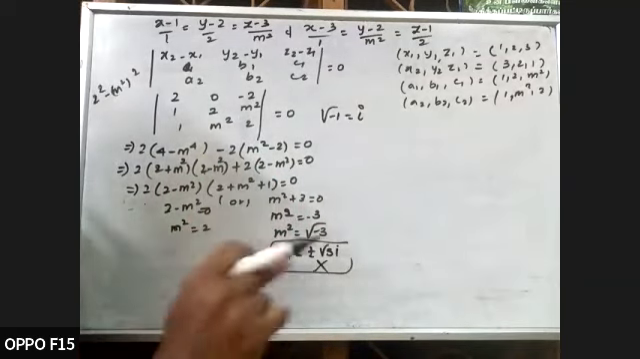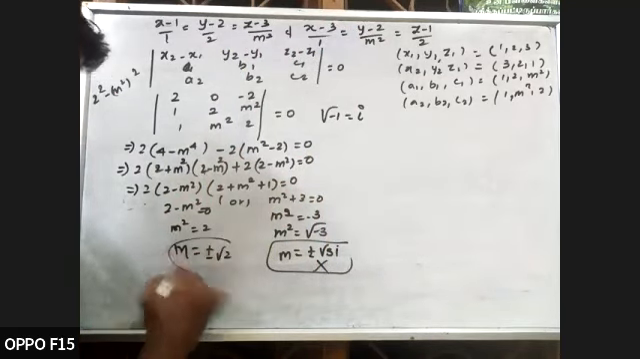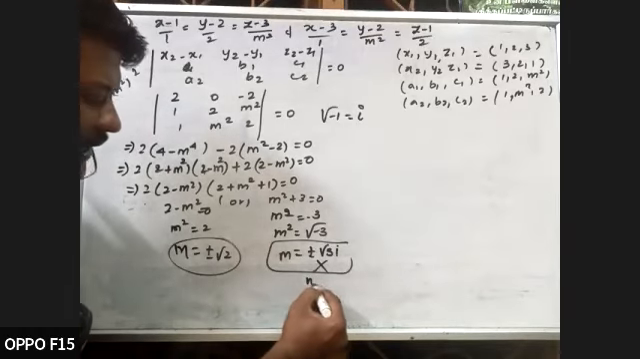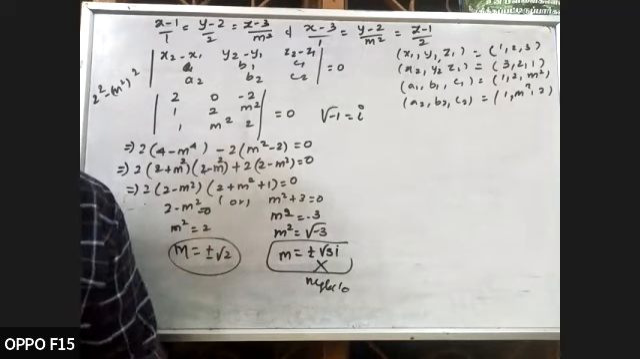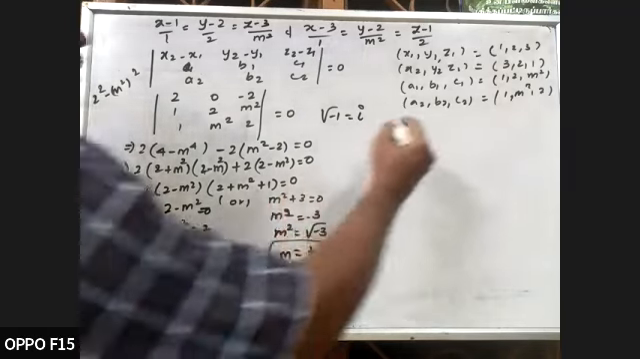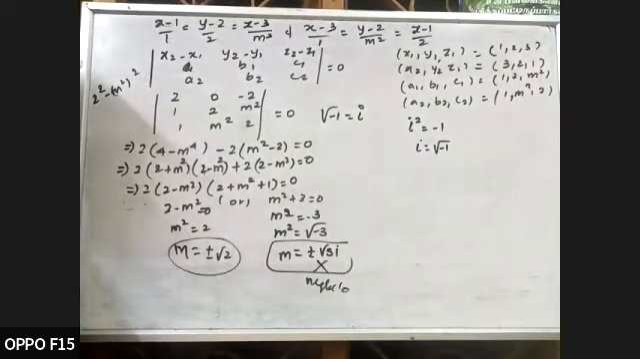The question says find all the real values of m. So m equals plus or minus root 2. That is the answer, because the question asks for real values, so we can neglect the imaginary values. You must understand the complex number: iota square is minus 1, and the iota value is the square root of minus 1.